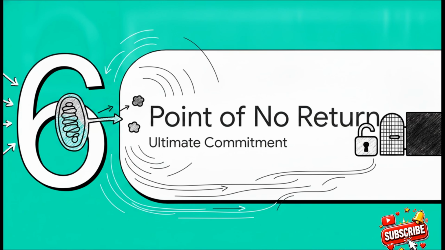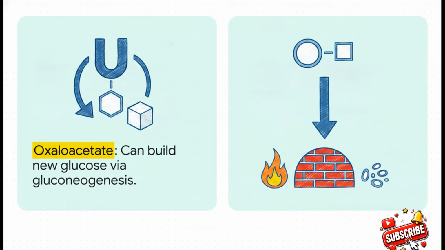Finally, let's bring it all together. Section 6, the point of no return, the ultimate commitment. To wrap up today's explainer, remember that pyruvate in the mitochondria is at a massive crossroads. On one hand, it can be carboxylated to oxaloacetate via a biotin-dependent reaction to either refill the TCA cycle or kickstart gluconeogenesis, or on the other hand, it can be decarboxylated and oxidized by the PDH complex to become acetyl-CoA, harvesting NADH and releasing CO2 in the process.